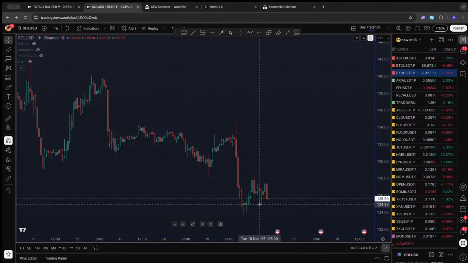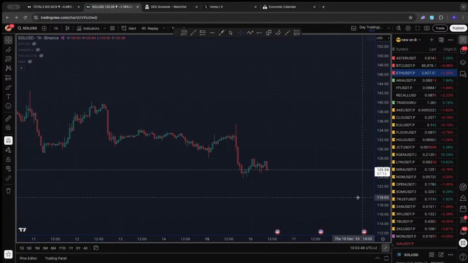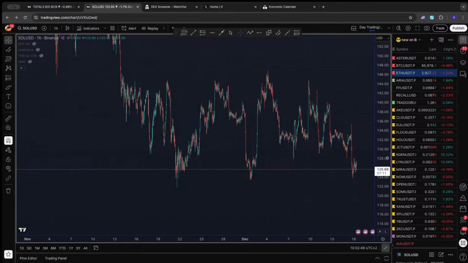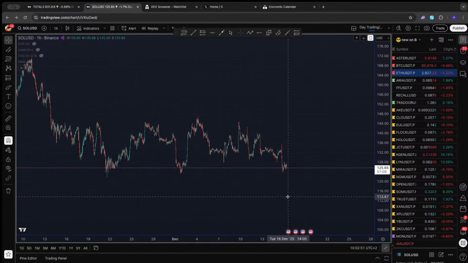The price action is the same. You can see, no W. That's an M here. So, no. We have support here at 125 indeed.